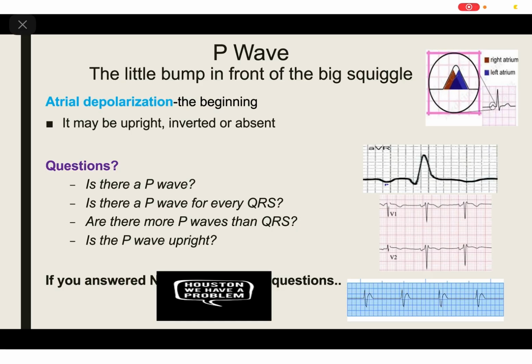Is there a P wave? Is there a P wave for every QRS? Are there more P waves than QRSs? Is the P wave upright? Ask yourself this every single time. And look at the morphology.